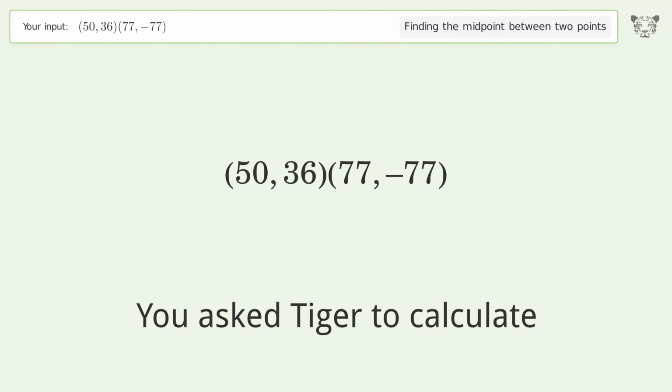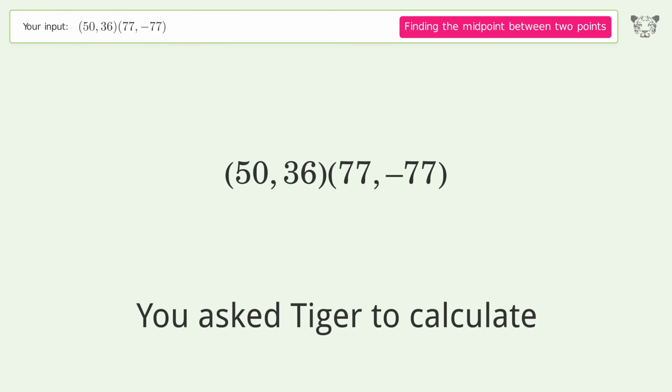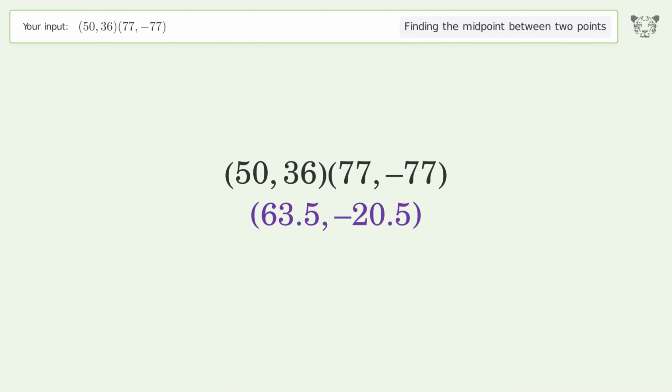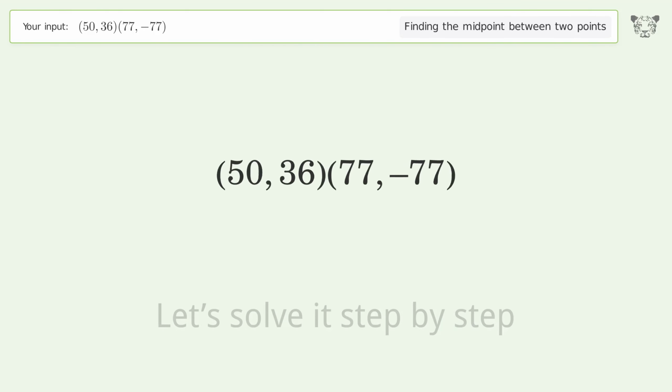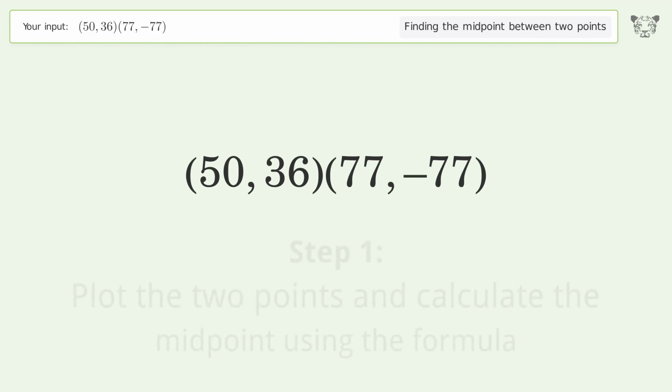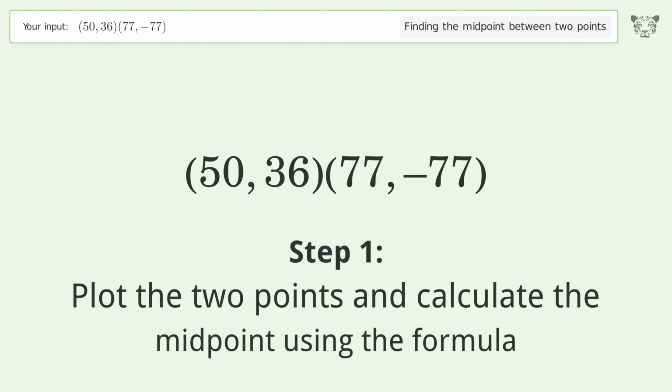You ask Tiger to calculate. This deals with finding the midpoint between 2 points. The midpoint between the 2 points is 63.5, negative 20.5. Let's solve it step by step. Plot the 2 points and calculate the midpoint using the formula.